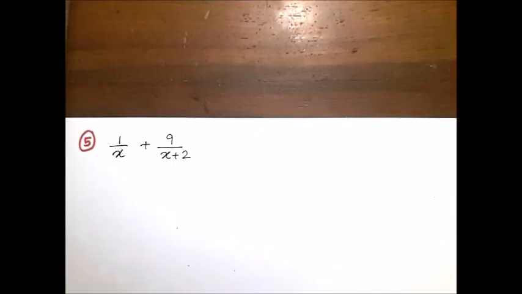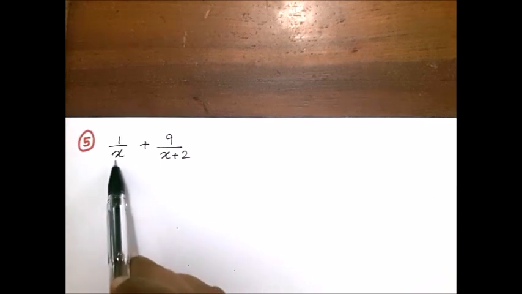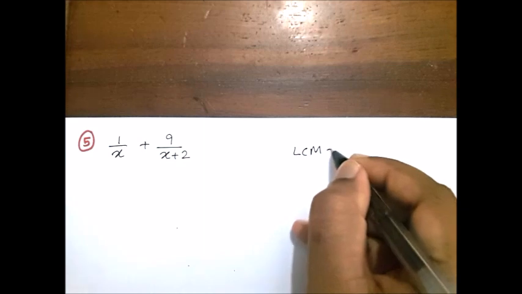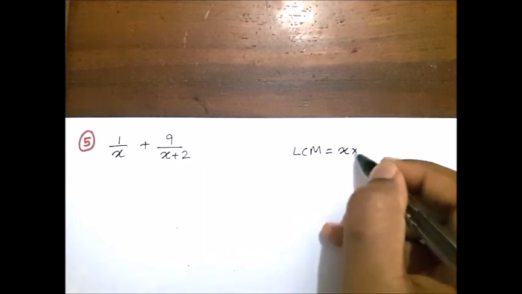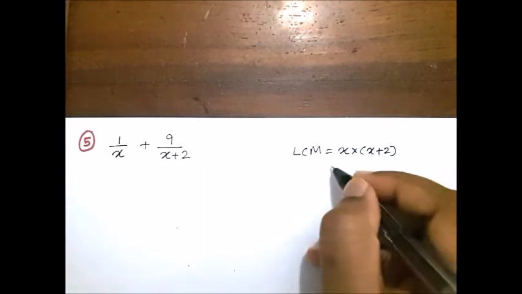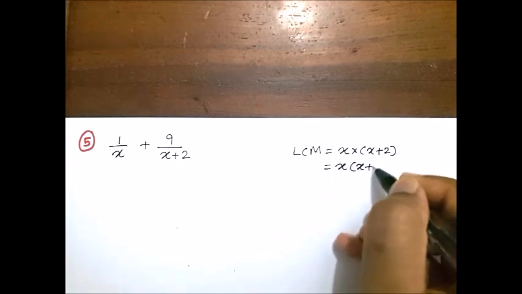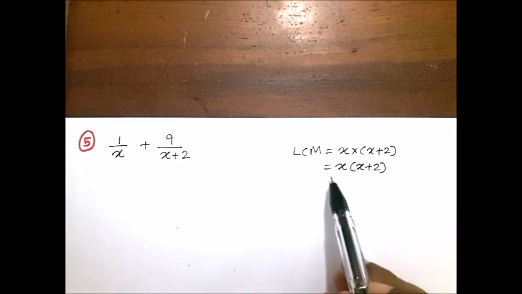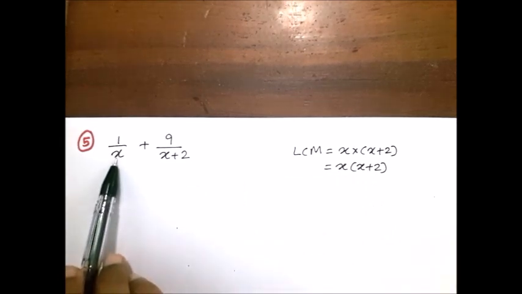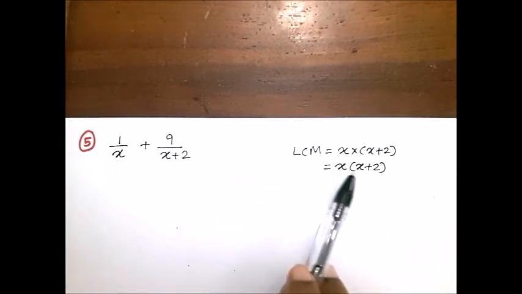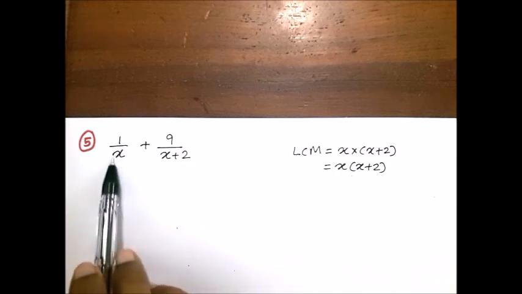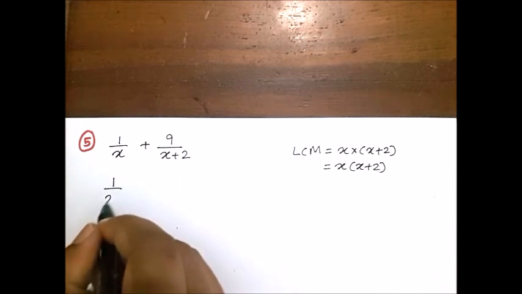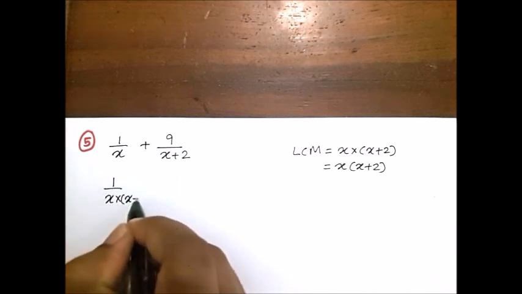Look at the fifth example. Here the denominator is x. Here the denominator is x plus 2. So what is the LCM? x multiplied by x plus 2. This is the LCM. You have to take this LCM as the common denominator. How can you convert this denominator into x times x plus 2? You have to multiply it by x plus 2. So multiply both numerator and denominator by x plus 2.